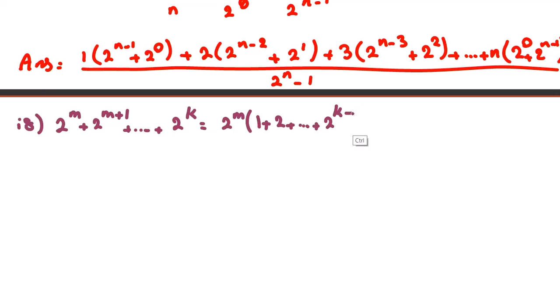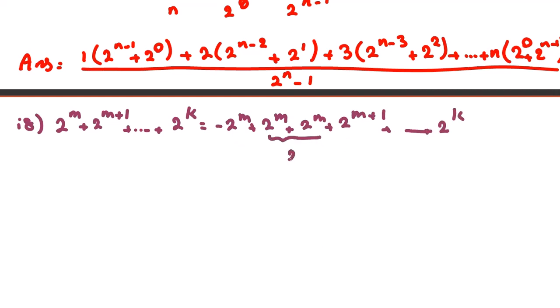Or let's do a better thing for this part. We can add 2 to the m and subtract 2 to the m. So here it will be 0, it has no effect. 2 to the m plus 2 to the m is 2 to the m plus 1, then 2 to the m plus 1 plus 2 to the m plus 1 is 2 to the m plus 2. And at the end, 2 to the k plus 2 to the k is 2 to the k plus 1. But here minus 2 to the m. Okay, we have one neat piece.